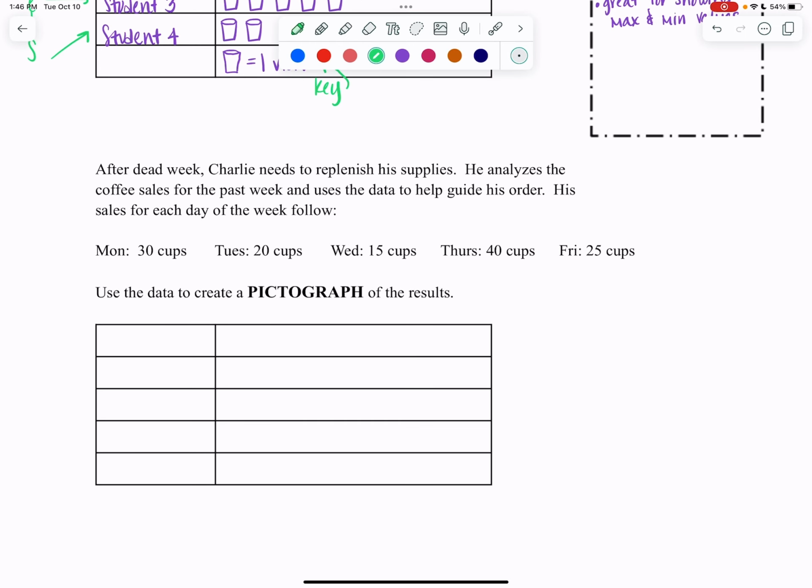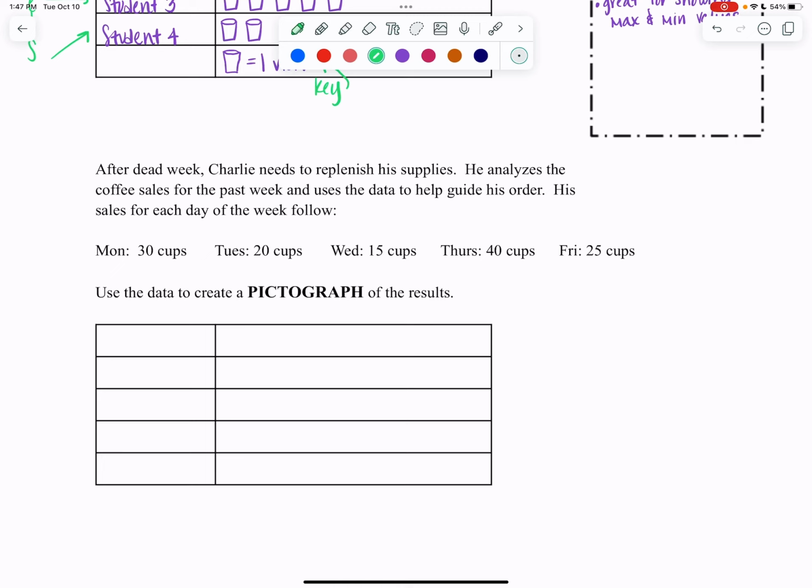So now let's go down and see what happens when we have larger quantities of things. Dead week has happened. We're now into finals week and Charlie needs to replenish his supplies. He analyzes the coffee sales for the past week and uses the data to help guide his order. The sales for each day of the week follow. So on Monday, he sold 30 cups of coffee. Tuesday was 20, Wednesday was 15, Thursday was 40, Friday was 25.